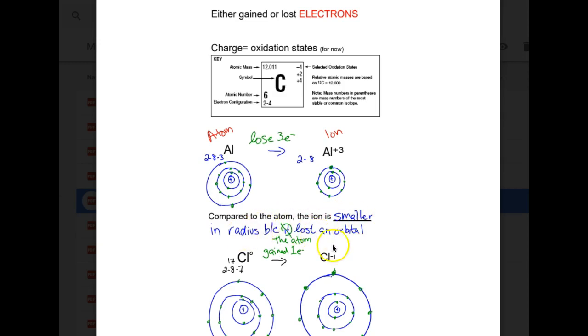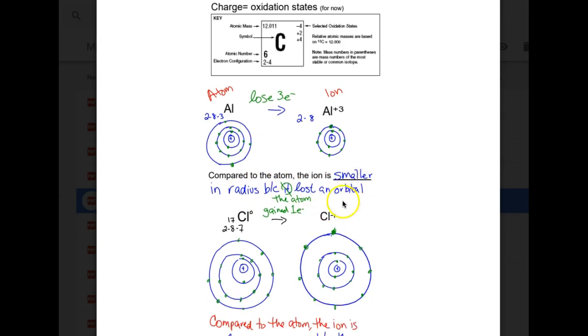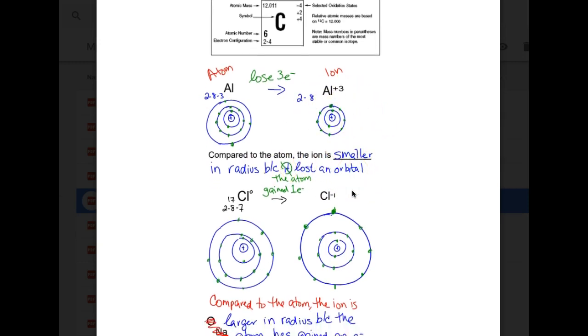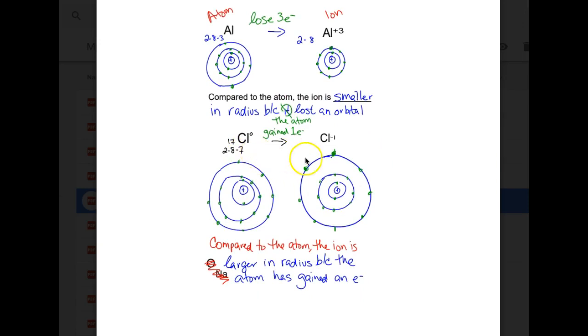It has lost an entire orbital in this top example, which is what this was from. And then remember that when an atom becomes an ion that has a negative charge, it's actually gaining an electron, which is why I crossed that out and put that there. And in this, the ion is going to be larger than the atom because it gained an electron. So that's what is noted here.